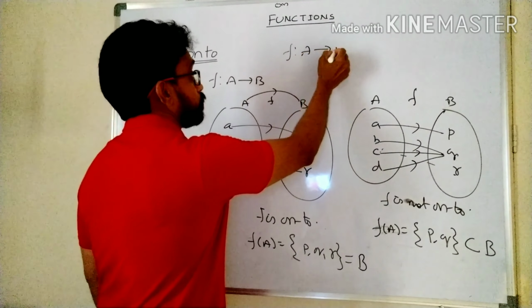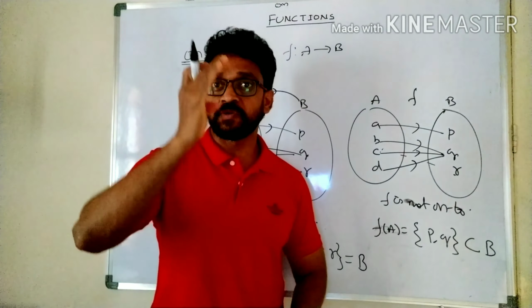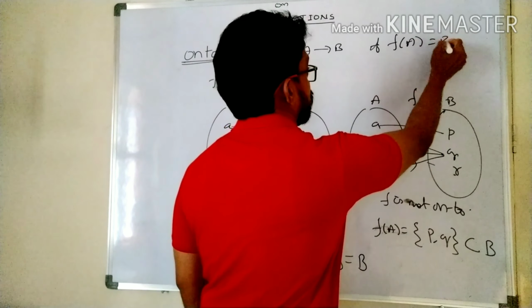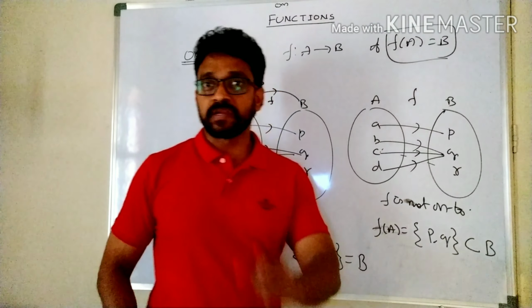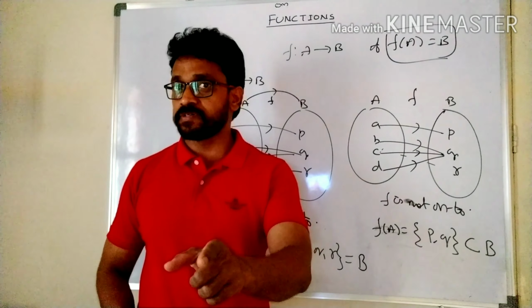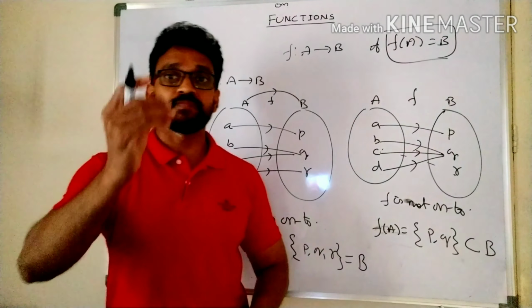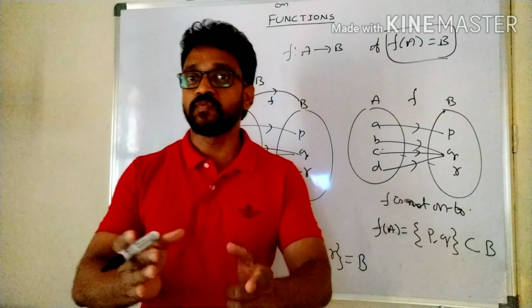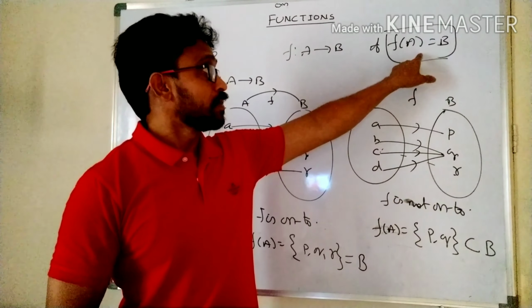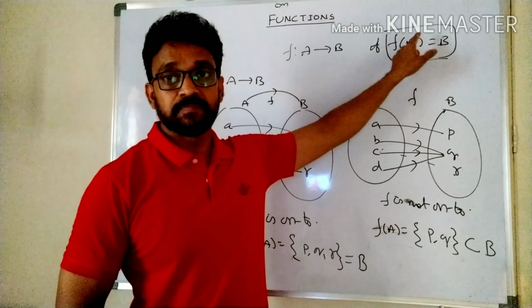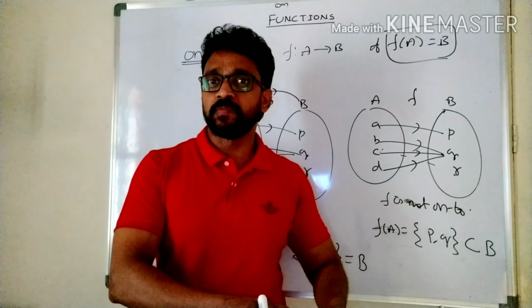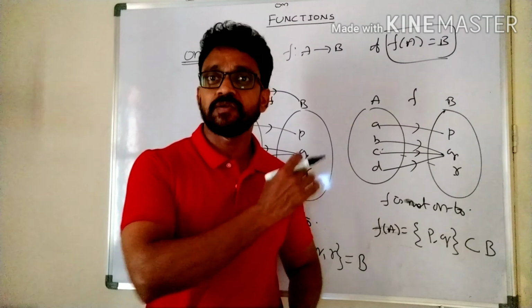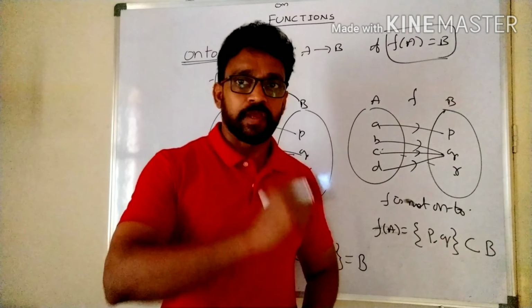Let f from A to B be a function, and it is said to be onto if f of A is equal to B. That means the range of the given function is equal to the codomain of the given function. Then f is called an onto function. This is the condition: f of A equal to B. What is the meaning here? No free elements in the codomain, or every element of the codomain has a preimage in the domain of the given function. Okay, one more example I will give.